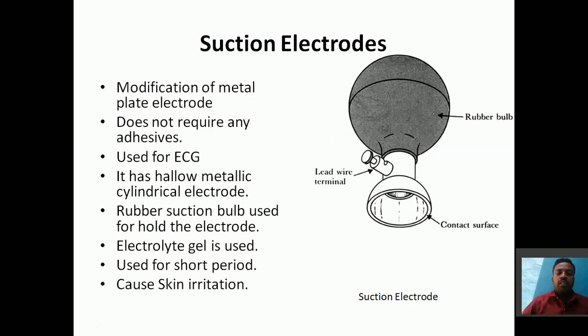Then the suction electrode is a very old electrode. It is a modified construction of the metal disc electrode, having a rubber ball. This rubber ball makes some reverse pressure against our skin, so that it holds the electrode for some time. This is not suitable for longer periods. This is also used to measure ECG.